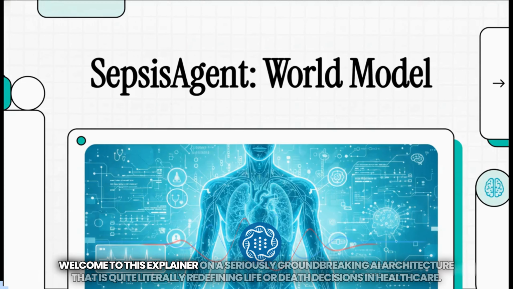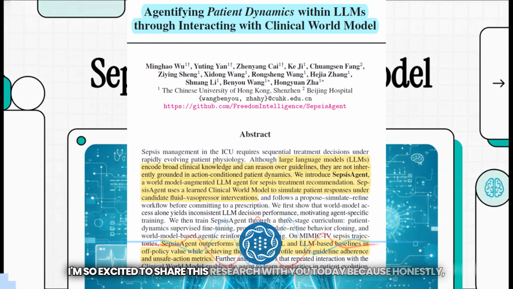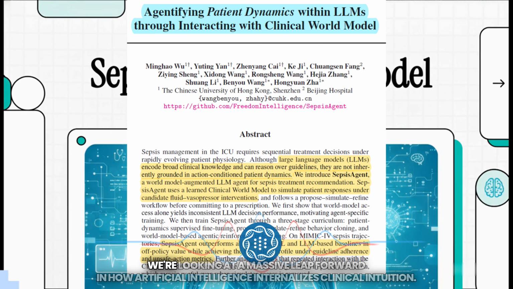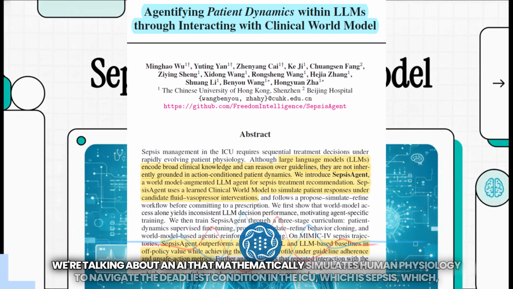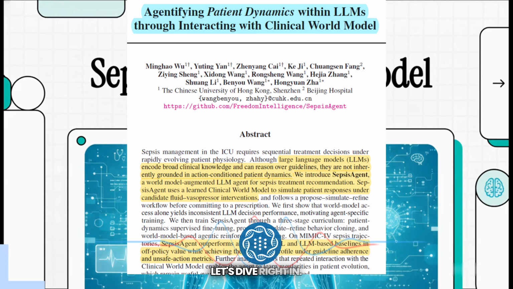Welcome to this explainer on a seriously groundbreaking AI architecture that is quite literally redefining life or death decisions in healthcare. I'm so excited to share this research with you today because, honestly, we're looking at a massive leap forward in how artificial intelligence internalizes clinical intuition. We aren't just talking about chatbots writing emails anymore. We're talking about an AI that mathematically simulates human physiology to navigate the deadliest condition in the ICU, which is sepsis. Let's dive right in.